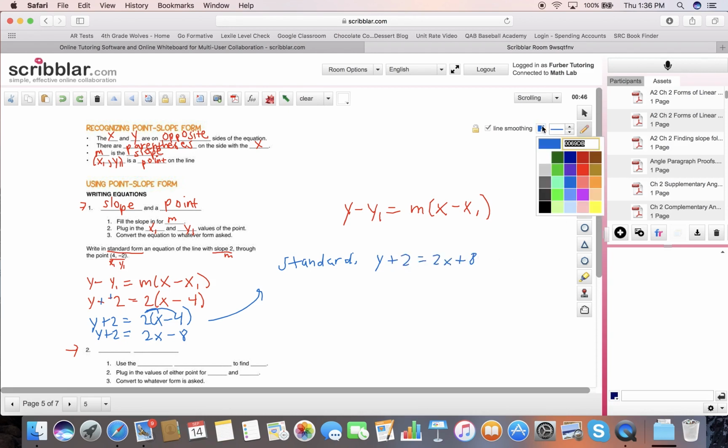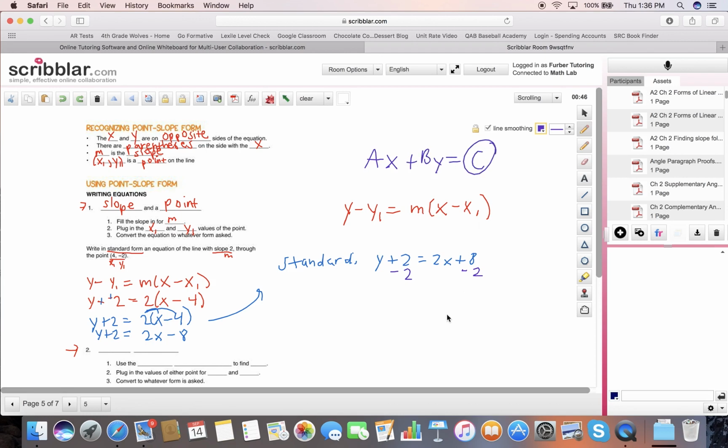To get it in standard form, I need the x and y on the same side. So I'm going to move this 2 because I don't want the number on the left side. I just want the x and y terms on the left side. Remember, standard form is this. The c is a single number. I want the number on the right and the x term and y term on the left. So if I move this 2, I'm going to get 2x plus, oh, I'm sorry, it's a minus 8.